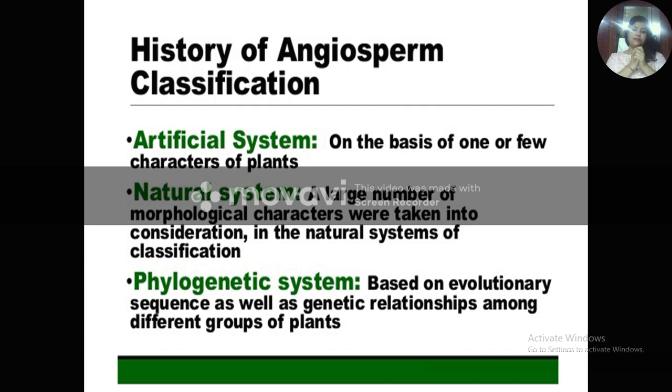of classification. Number one, artificial, which is based on one or few characters of plants, mostly consistent, constant characters which are heritable, which go into the next generation. For example, the flower, reproductive parts of flower, androecium and gynoecium. Then we have the natural system. It takes into consideration a large number of characters: morphological, cytological, anatomical, phytochemical, etc. And then we have the phylogenetic system of classification, which is based on the evolutionary sequence or the genetic relationships among different groups of plants.